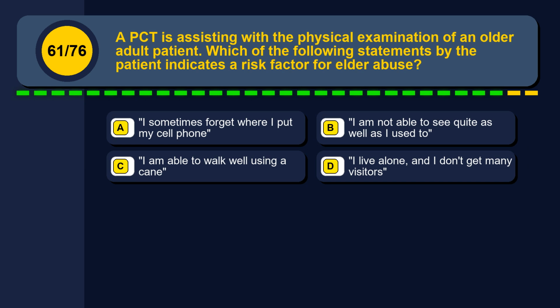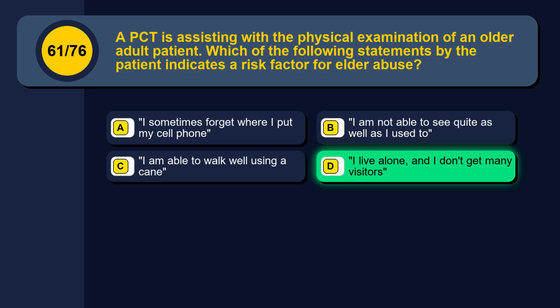A PCT is assisting with the physical examination of an older adult patient. Which of the following statements by the patient indicates a risk factor for elder abuse? Option A, I sometimes forget where I put my cell phone. Option B, I am not able to see quite as well as I used to. Option C, I am able to walk while using a cane. Option D, I live alone, and I don't get many visitors.